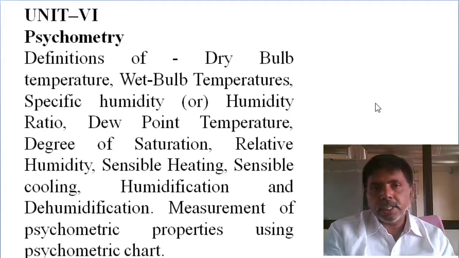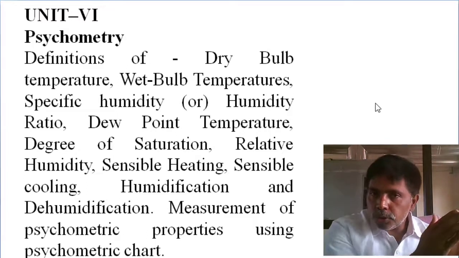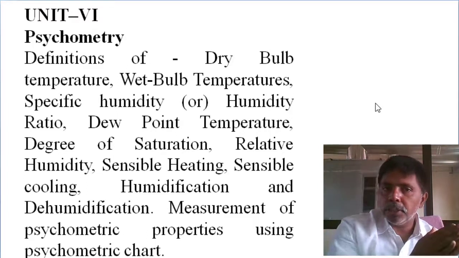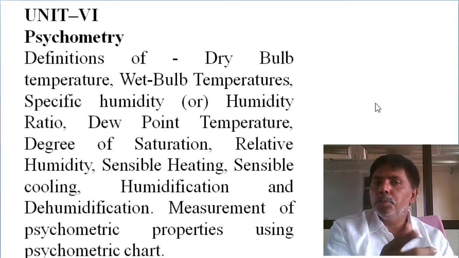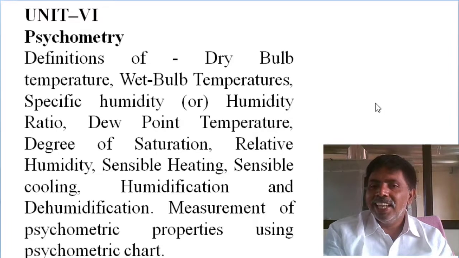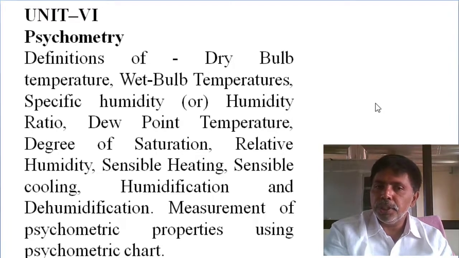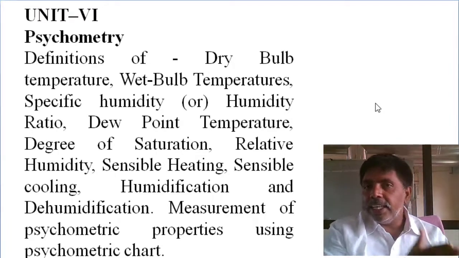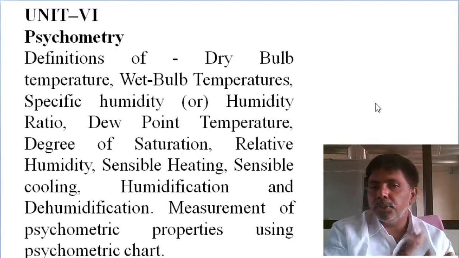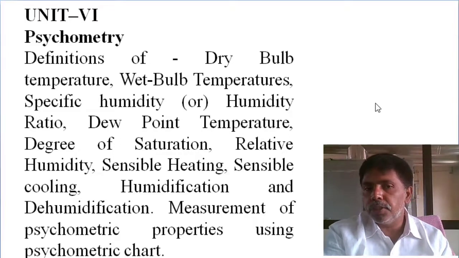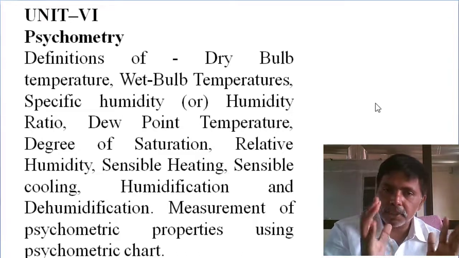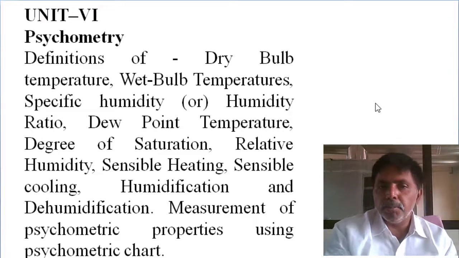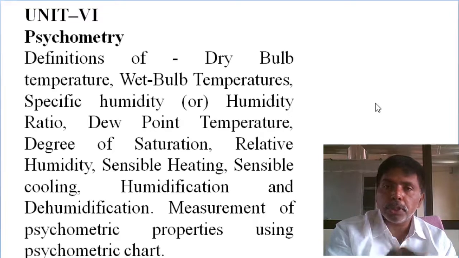Next, unit 6, psychrometry. Here also we are introducing some psychrometry vocabulary like dry bulb temperature, wet bulb temperature, specific humidity or humidity ratio, dew point temperature, degree of saturation, relative humidity. Next, the air conditioning methodologies: sensible heating, sensible cooling, heating and humidification, heating and dehumidification, cooling and humidification, cooling and dehumidification. Six methods are there. We will discuss those six methods thoroughly, and measurement of psychrometric properties using the psychrometric chart.